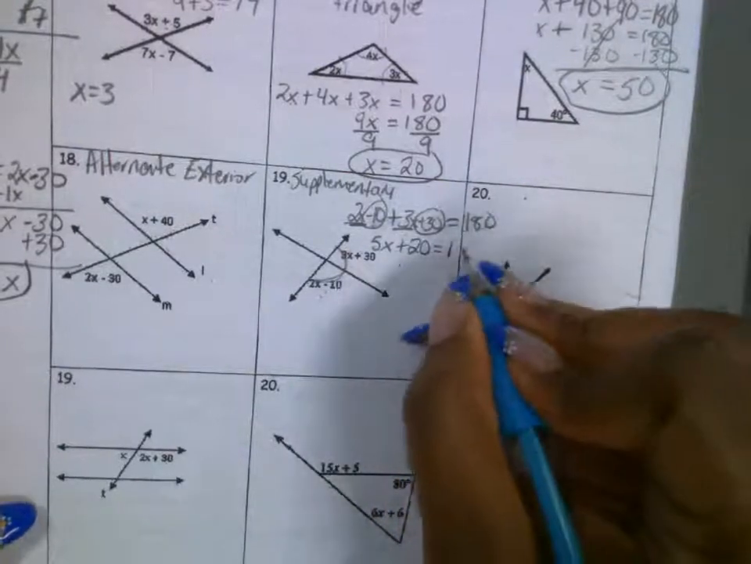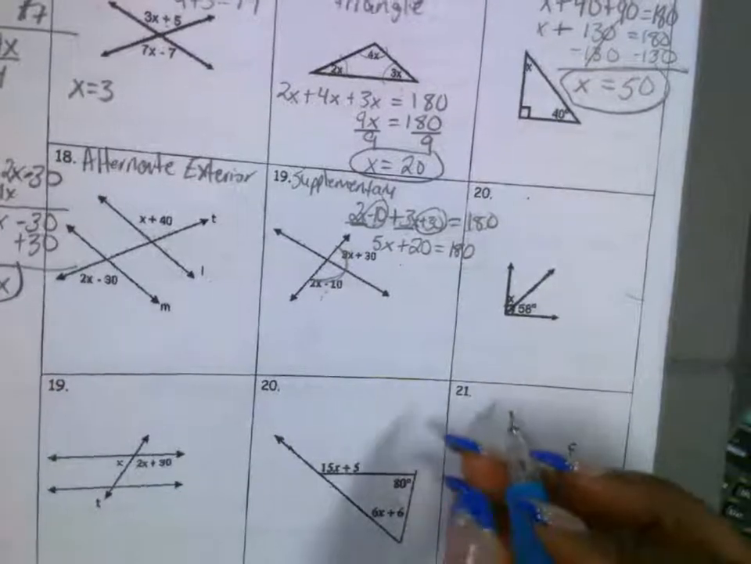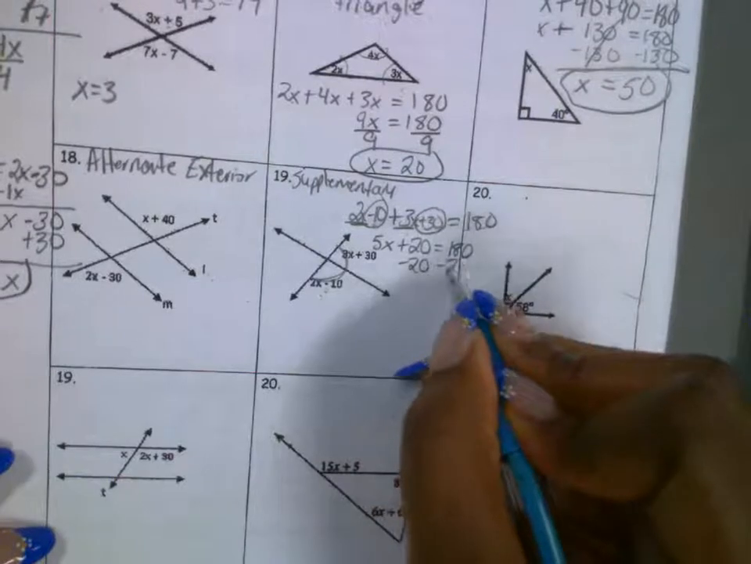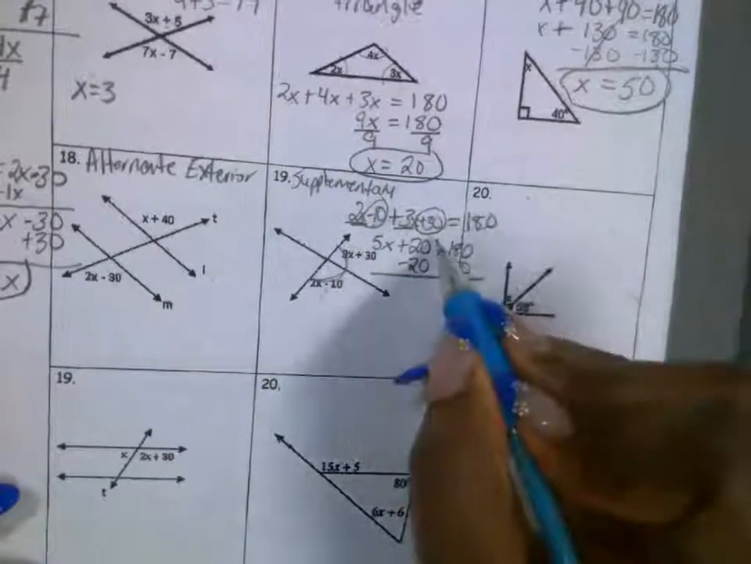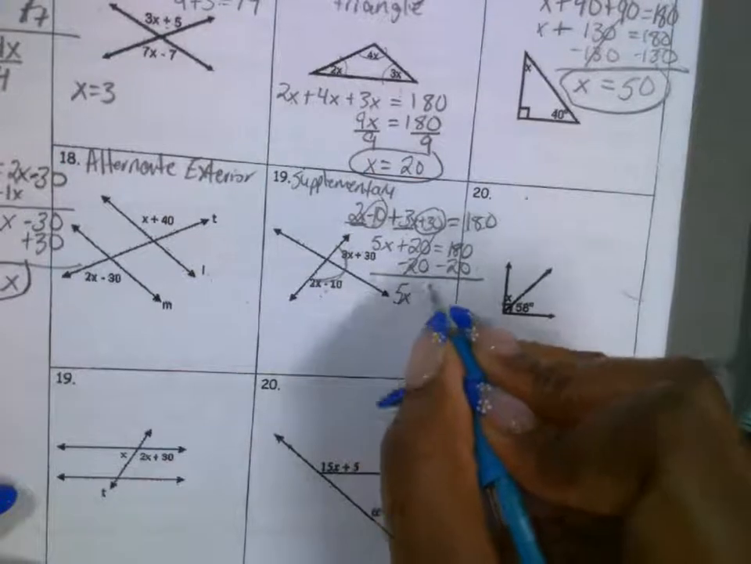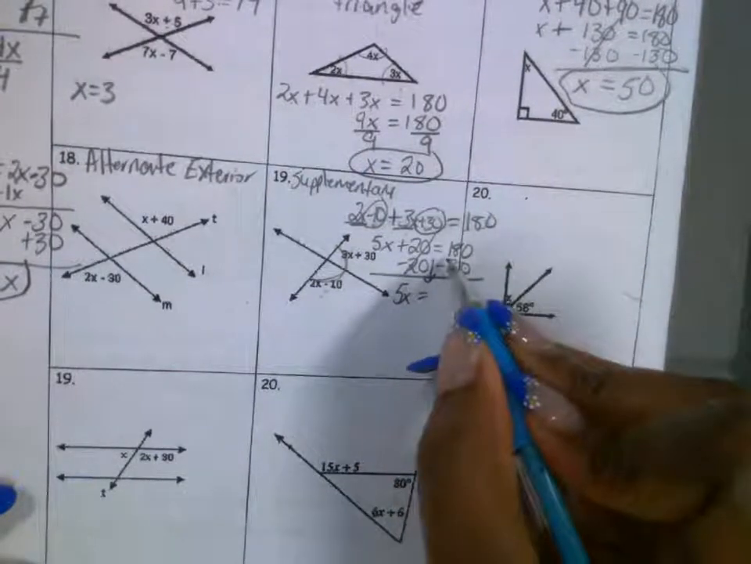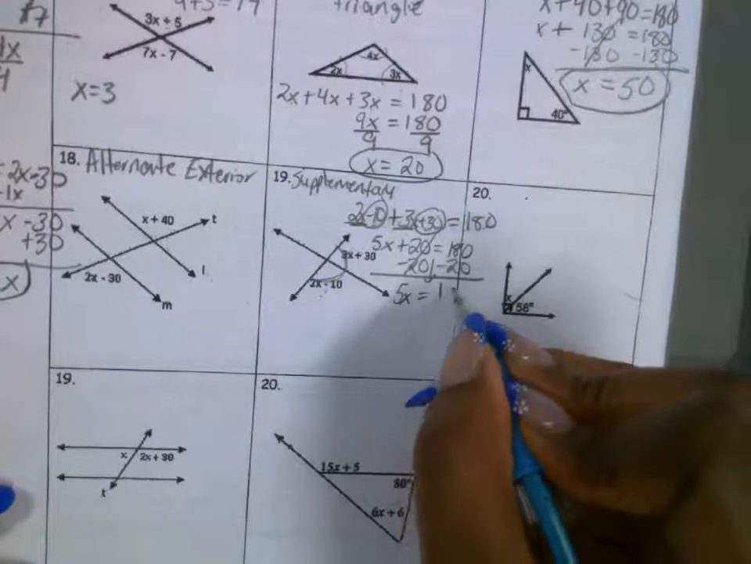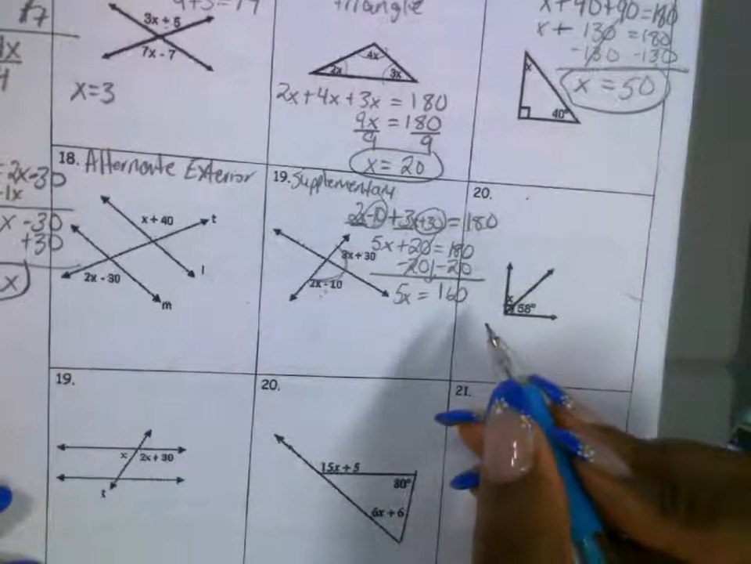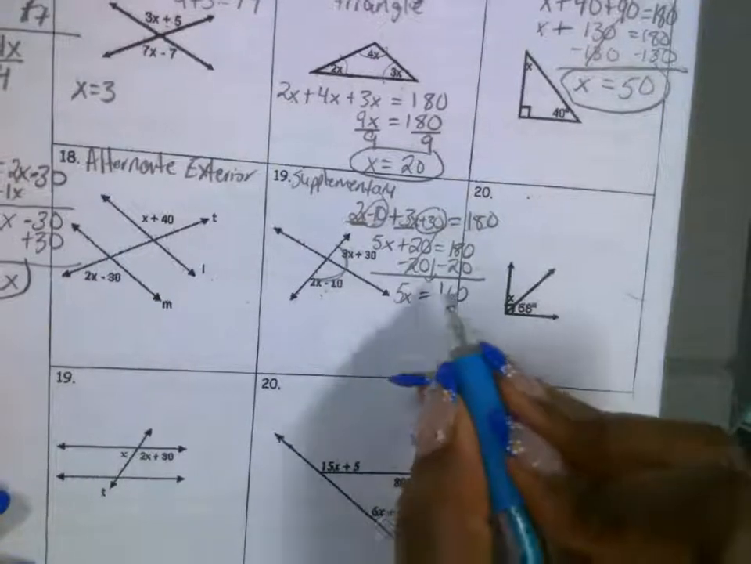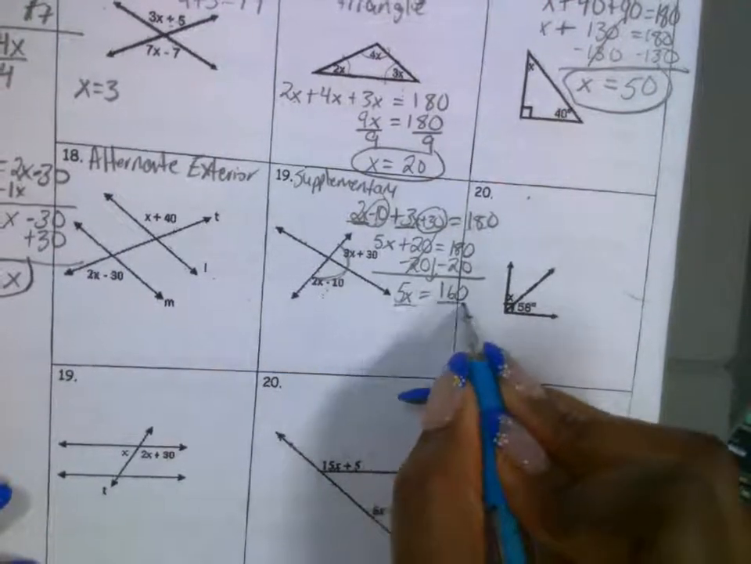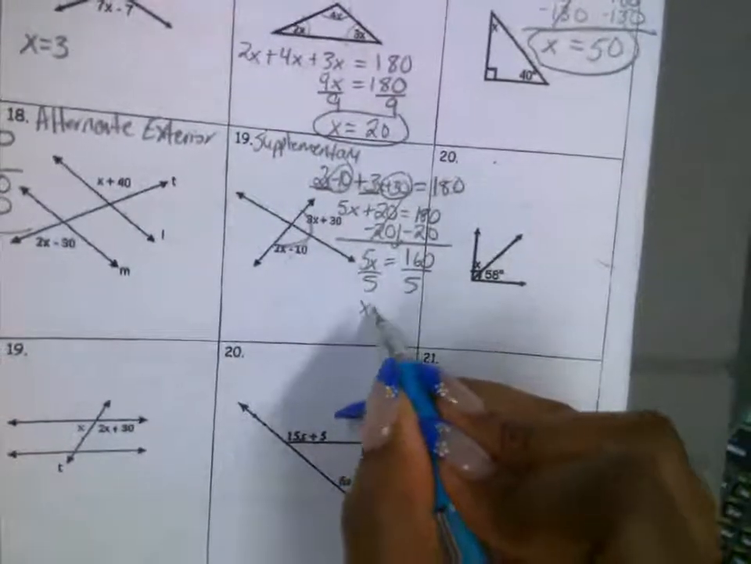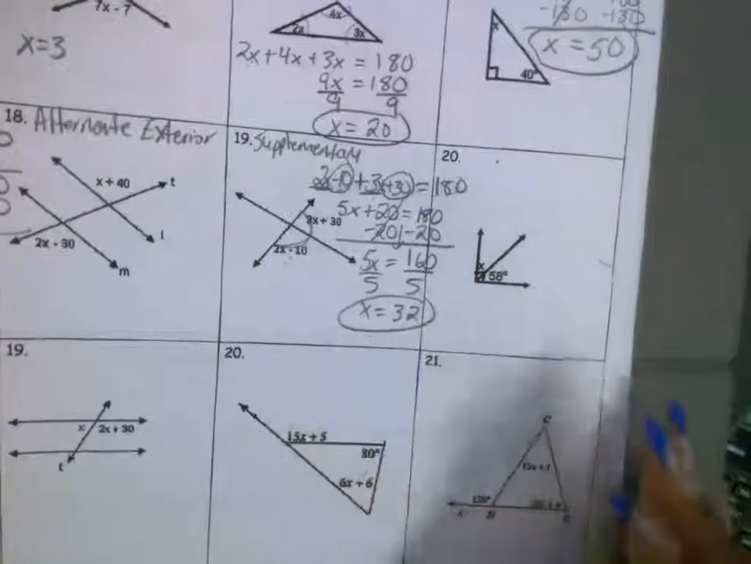All right, so now what are we going to do to get x by itself? Subtract 20 on both sides. This is gone, and we're left with 5x is equal to, what's 180 minus 20? 160. Now what are we going to do to get x by itself? Divide by 5. So let's type that in. That's 32.